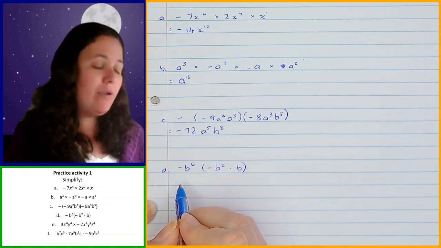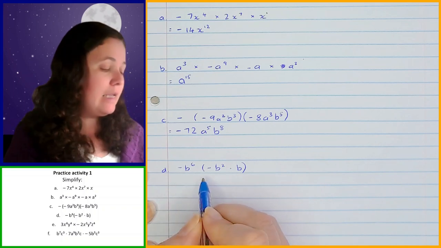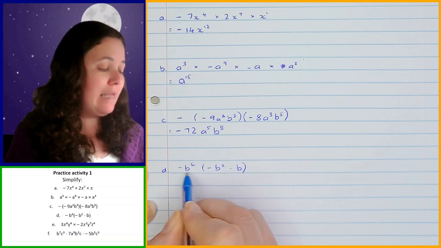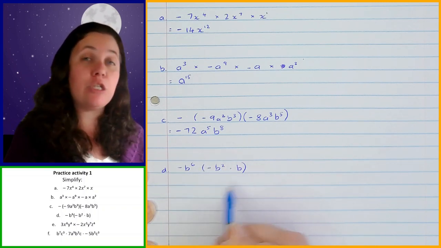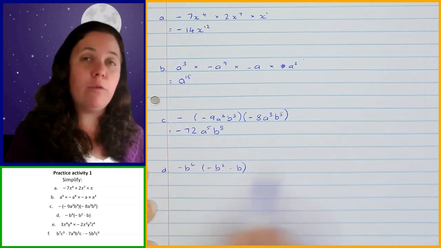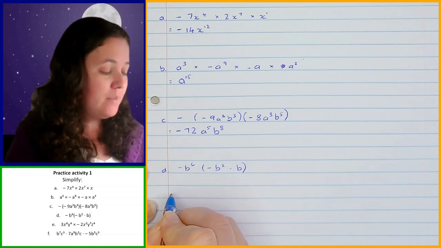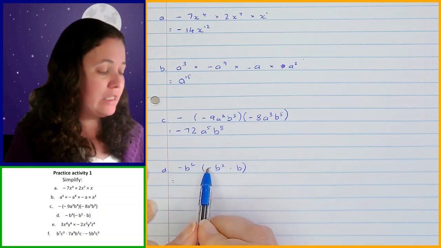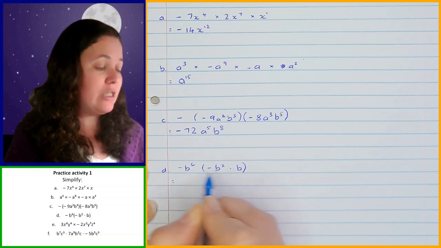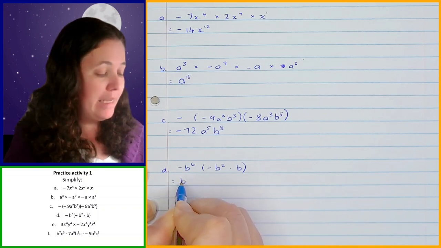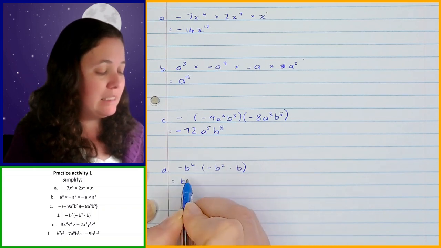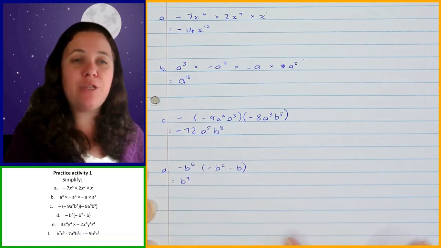Then question D, we've got negative b to the power of 6 times, in brackets, negative b squared times b. Now the fact that these are inside the brackets and that's outside doesn't matter because here it's just multiplication. If there was addition and subtraction, then we'd have to worry about things that are inside the brackets. But here it's just all multiplication, so I can just do it all at the same time. First of all, I've got two negatives, that makes positive. There are no numbers to worry about, so I'm going to go straight on to my variables. There's only b's, so I'm going to have b to the power of 6 plus 2 is 8, plus the invisible 1 is 9. So for question D, you should have got b to the power of 9.